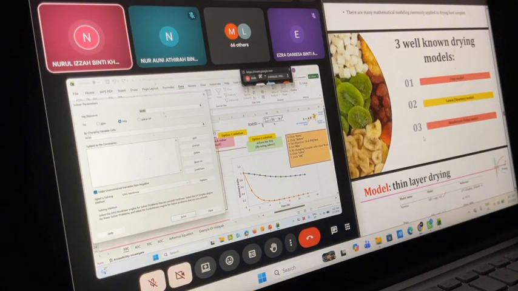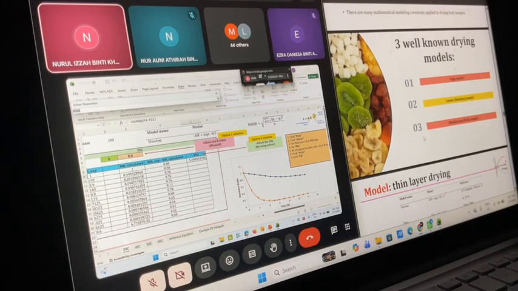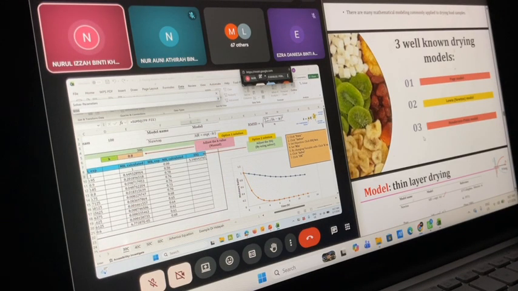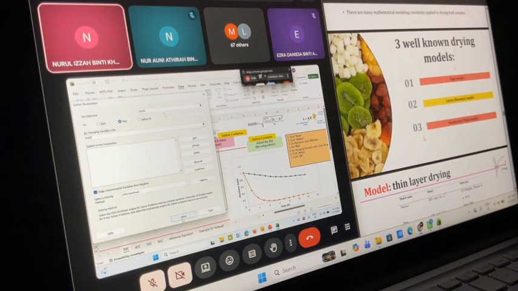Data, you click Solver. Then you set the objective, click the SSQ box. You click the objective here to your SSQ, and then you set it to minimum, because you want to minimize the error so that the graph here will be nearer to your experimental graph. And then by changing the value of k, you solve.